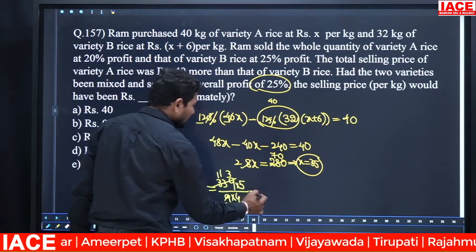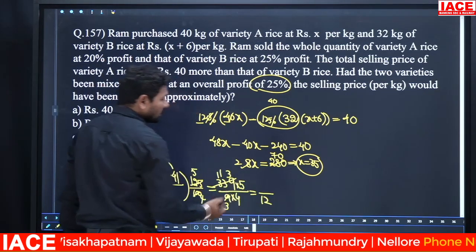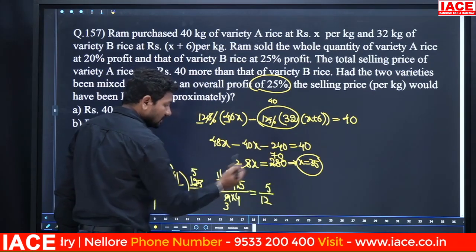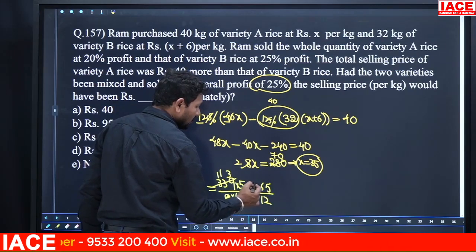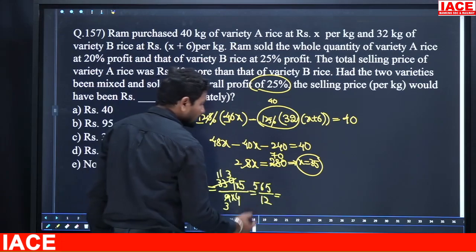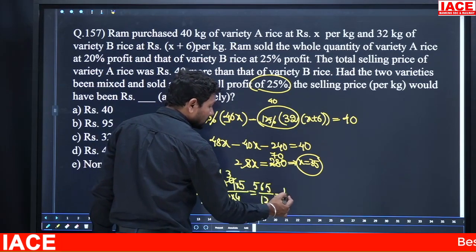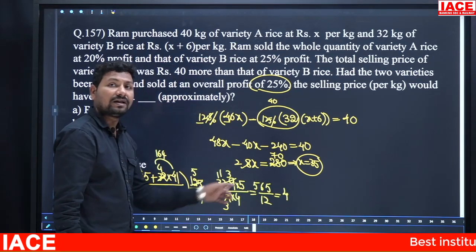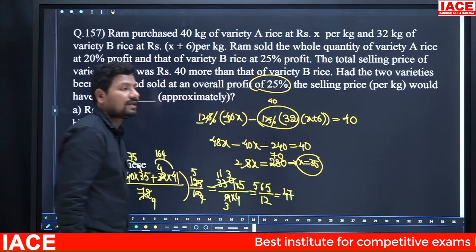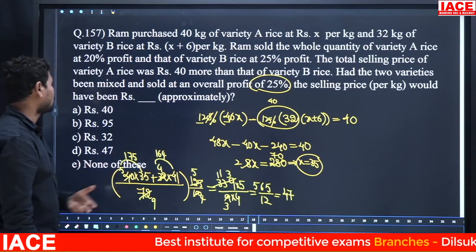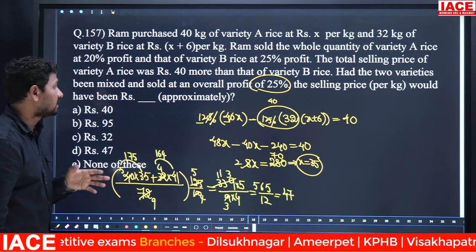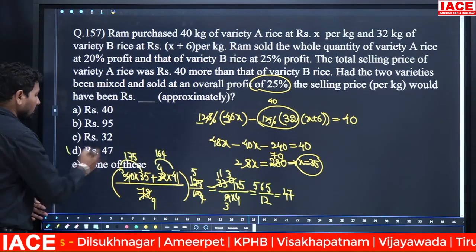Now we can divide with 3 into 4. 3 into 4 is 12, and 113 into 5: 5 3s are 15, carry forward 1, 5 1s are 5, 5 plus 1 is 6, and 5 1s are 5. Now 565 is divided by 12. 12 4s are 48. The remaining value is 85. 12 7s are 84. That means approximately each kg can be sold at 47 rupees to get a 25% profit. Option D.